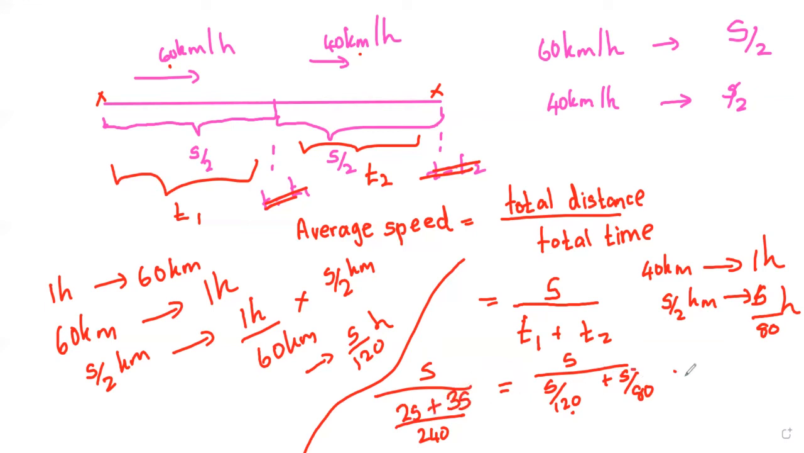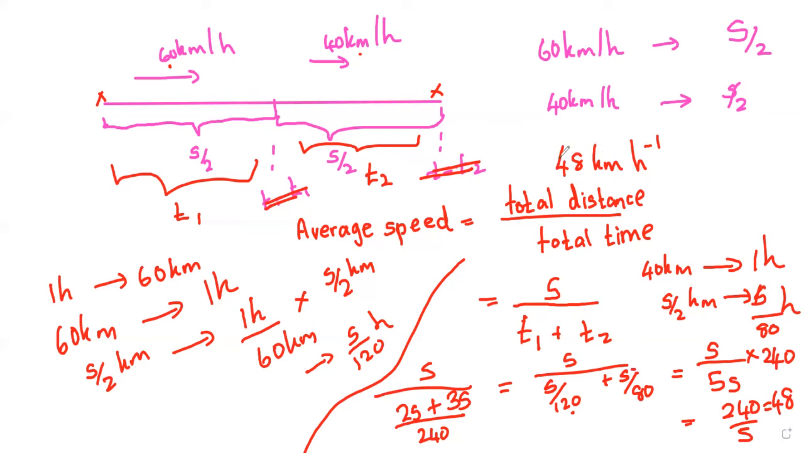So let's write it over here. 2s plus 3s is going to be 5s. I'm going to take this 240 above. It's going to be like this. So finally we are going to get 240 divided by 5, which is going to be 48. Hope I haven't made any mistake. So it's going to be 48 kilometers per hour. So here you can't actually use that 60 plus 40 divided by 2.